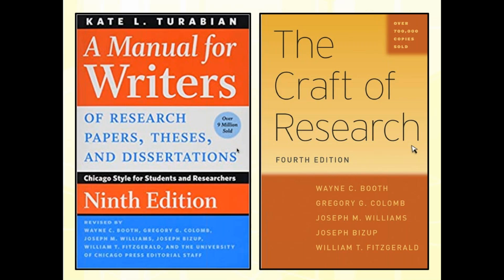And then also The Craft of Research, and that book is actually already in its 4th edition. And if you'll notice the names there, it's basically written by the same group of scholars who have revised the Turabian book. So, these two books do in fact contain a lot of the same material, but The Craft of Research contains a lot more as well.